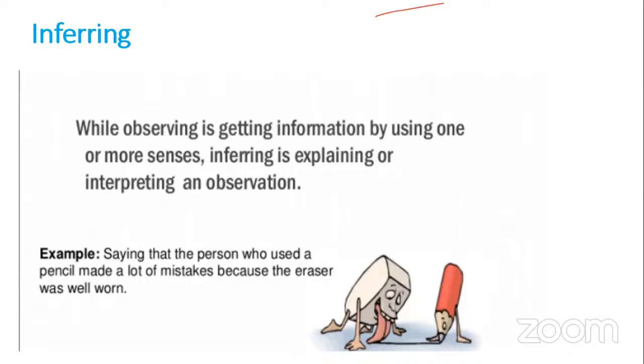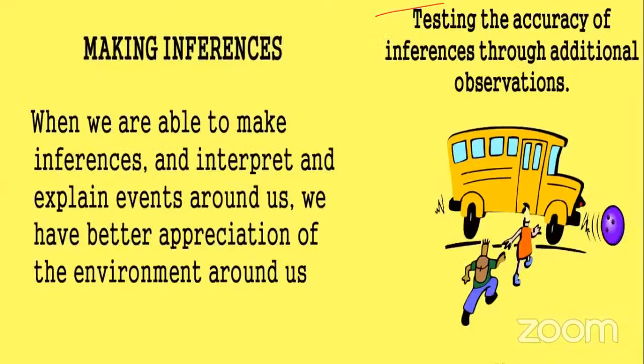But animals cannot come out with such an inference capacity. Saying that a person who has used a pencil made a lot of mistakes because the eraser was well worn. So the eraser is an indication that the pencil has been continuously used because the eraser has also been continuously used. So based on the eraser, you can predict and infer what might be the use of the pencil as such. So likewise in your day-to-day life, there are a lot of scientific facts present, which you can infer and then come out with.